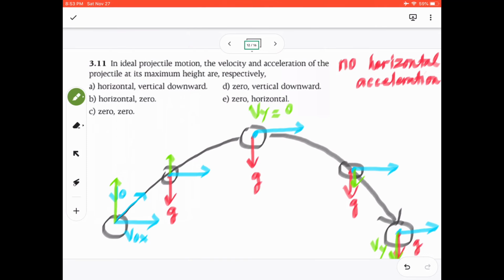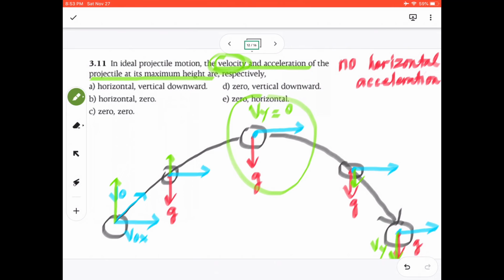Now the question is, what is the velocity and acceleration of the projectile at its maximum height? Respectively, what? First, we have to talk about the velocity. Which velocity are they talking about? Velocity is 0 over here, but vertical velocity is not 0.